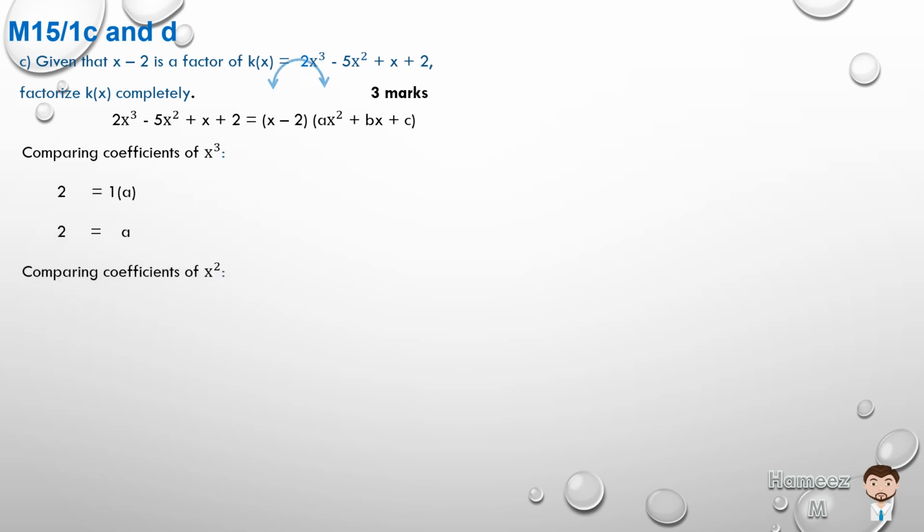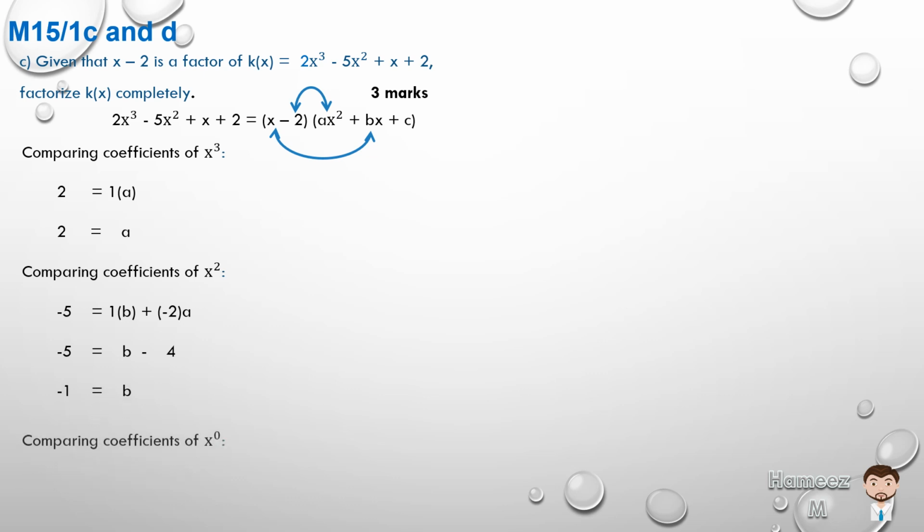Let's do the same for x squared. On the left hand side, it's minus 5. On the right hand side, how do we get x squared? We take the first term in the linear and multiply it by the middle term. So x times bx. So if we're just looking at the coefficients, it will be 1 times b. And the second term in the linear times the first term in the quadratic. So minus 2 times ax squared. So minus 2 times a. Minus 5 is equal to b minus 2a. And we know a is 2. We worked that out already. So that will be minus 4. So we can solve for b. We take the minus 4 and carry it across. It will be plus 4: minus 5 plus 4 is equal to minus 1.